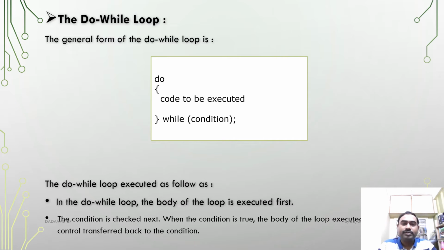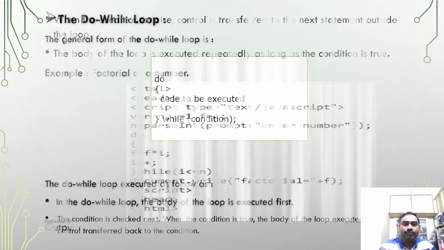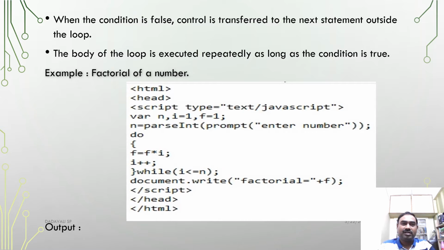It will repeatedly execute the program depending upon the condition. The syntax is the same as in the C program also: do, within the block of statements, then while condition. When the condition is false, control is transferred to the next statement outside the loop. Here one example is the factorial of a number.